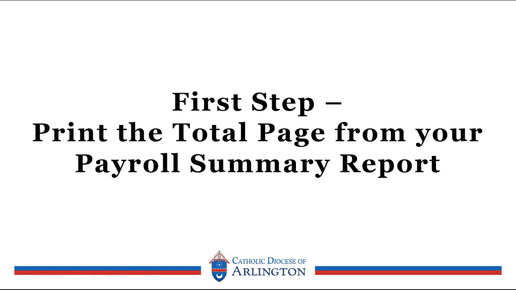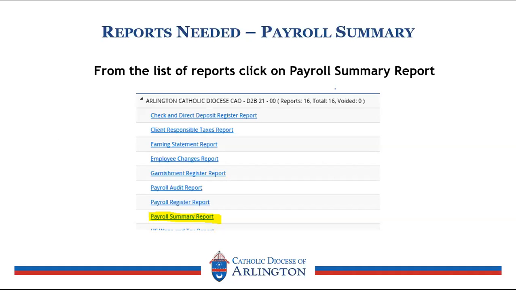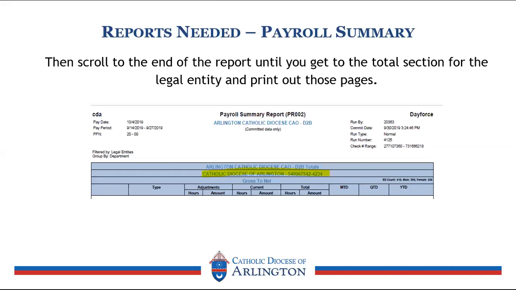The first step in the payroll reconciliation process is to print the total pages of your payroll summary report after each payroll commit. To obtain the total pages of your payroll summary report, go to Payroll Archive Reports. Select your pay group, year, and pay period, then click Refresh. From the list of reports that populate, double-click on the Pay Summary Report to download. Scroll to the end of the report and print the total pages.